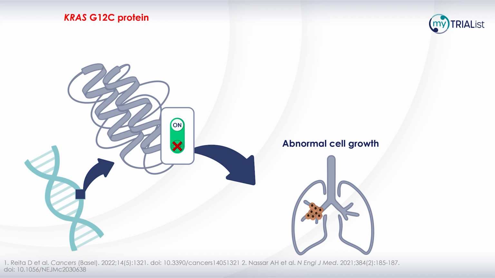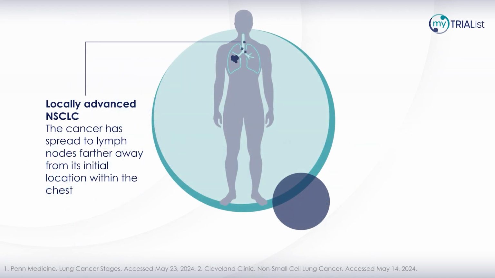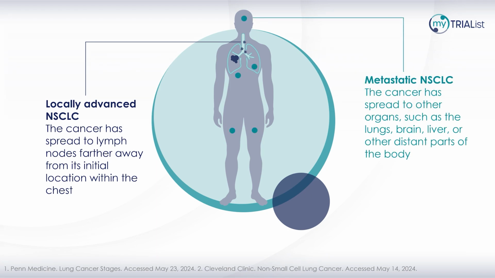This error may be caused by a particular mutation in the KRAS gene called G12C, referred to as KRAS G12C, which is found in about 14% of NSCLC cases. Some people with NSCLC might have cancer that has spread to different parts of the body, such as locally advanced or metastatic NSCLC. Locally advanced NSCLC means that cancer has spread to lymph nodes farther away from its initial location within the chest. Metastatic NSCLC means that the cancer has spread to other organs, such as the lungs, brain, liver, or other distant parts of the body.